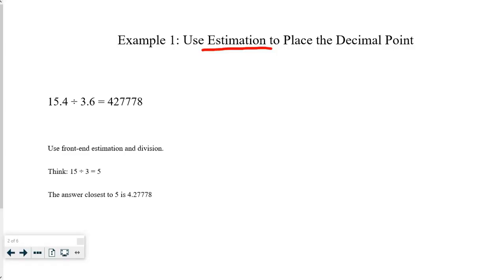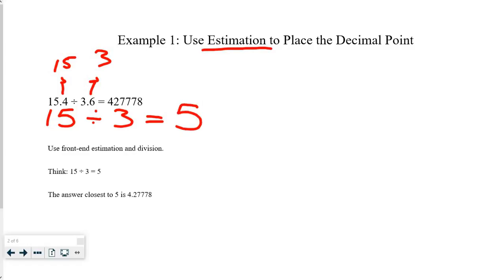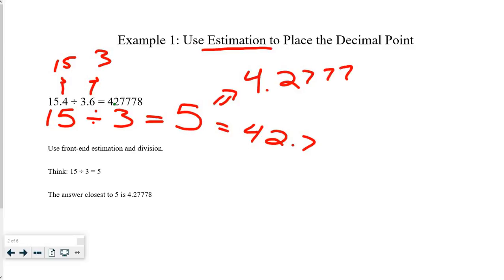So to use estimation, we're going to round this to 15, and we're going to round this to 3. So we divide 15 by 3, and we know that that equals 5. So if we're going to place a decimal in here, we're probably going to place the decimal between the 4 and the 2, because 5 is closer to 4.2 than it is to 42.7, right? So the answer is 4.27778.